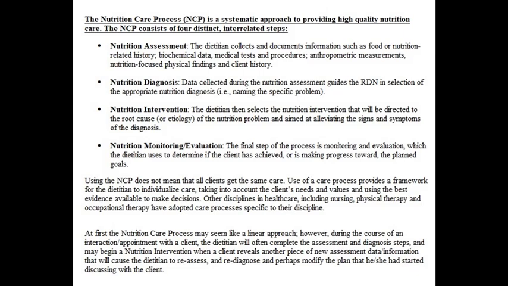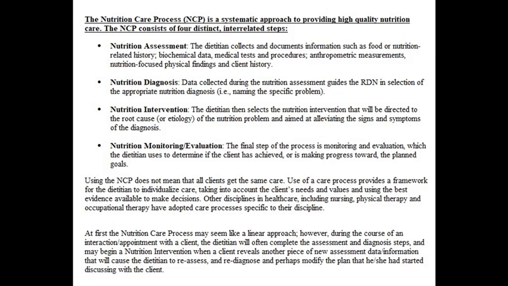Nutritional intervention. The dietitian then selects the nutritional intervention that will be directed to the root cause or etiology of the nutritional problem and aimed at alleviating the signs and symptoms of the diagnosis. Next is nutrition monitoring and evaluation. The final step of the process is monitoring and evaluation, which the dietitian uses to determine if the client has achieved or is making progress towards the planned goals.